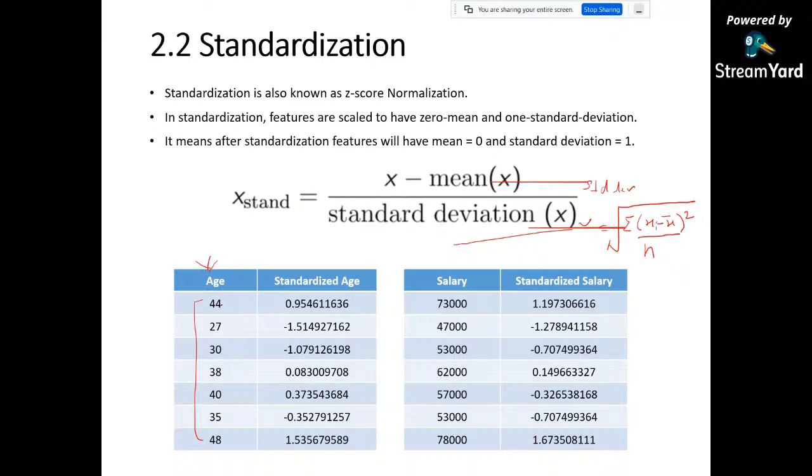Then for each value in age, you put the mean and standard deviation in the formula and you will get the standardized value. And if you calculate the standard deviation for this, it will be equal to 1. Similarly for the salary column also, the standard deviation will be 1, and the mean will be equal to 0. So this is what standardization means.